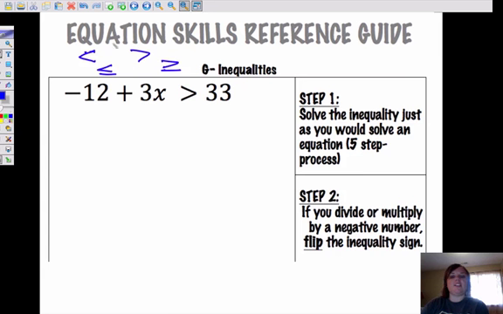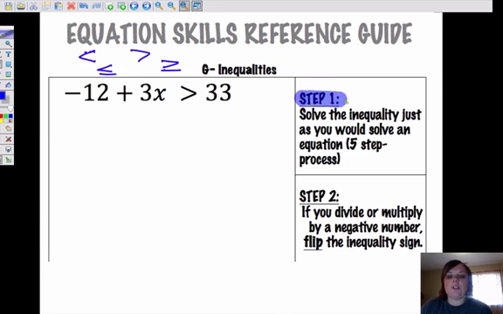Well, to solve these in algebra, there's really just two steps. Step number one is solving the inequality just as you would solve an equation and go through the 5-step process as necessary, depending on how complex the inequality is. And then step number two is if you divide or multiply by a negative number, you have to flip the inequality sign. So we'll talk about that.